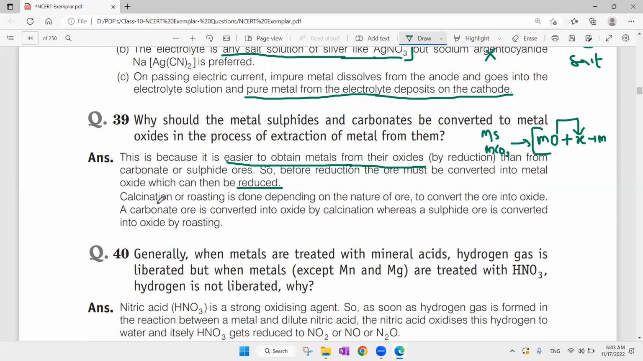Now, calcination or roasting is done depending on the nature of the ore to convert ore into oxides. A carbonate ore is converted into oxide by calcination, whereas sulfide ore is converted into oxide by roasting.